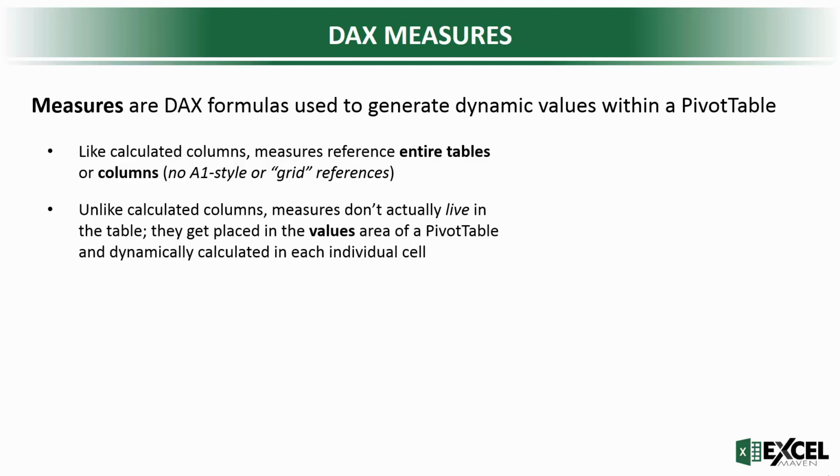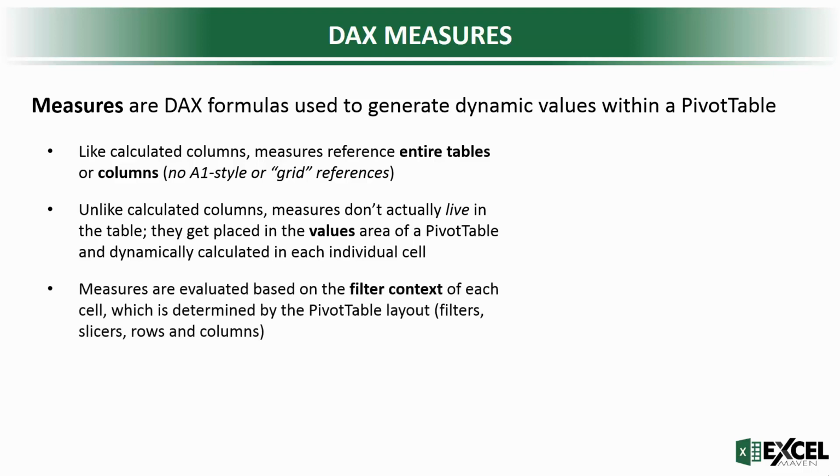Now, here's the most important concept: measures are evaluated based on the filter context of each cell in a pivot. And that filter context is determined by the pivot table layout. So your filters, your slicers, any row labels, any column labels, all of those elements of your pivot table layout create something called a filter context, or a set of filters that determine what value that measure is going to return. Again, this is a similar concept to how you would work with traditional calculated fields.